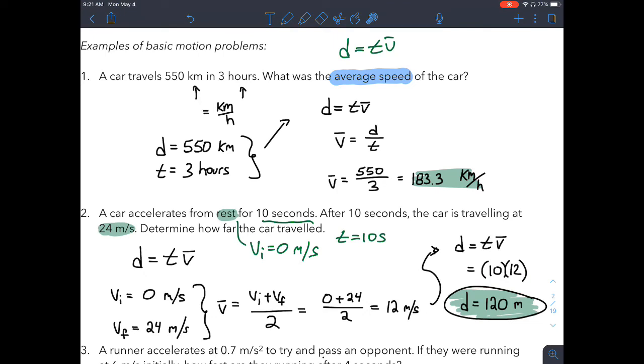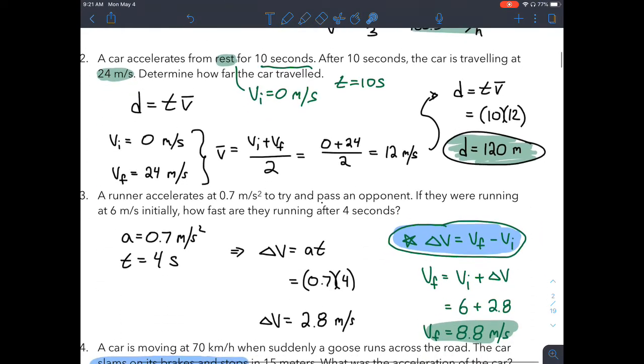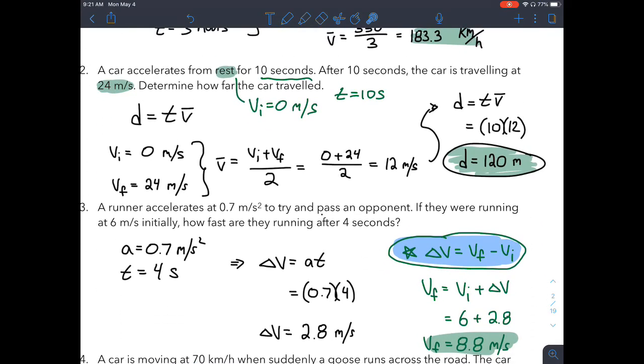Now, if we wanted to do an acceleration problem, we've got a runner accelerating at 0.7 meters per second squared. So there is our acceleration. And it wants to know how fast they're running after 4 seconds. So they're accelerating for 4 seconds, which means they're going to get a change in velocity. Their change in velocity is going to be 2.8 meters per second based on their acceleration for 4 seconds. If they start at 6 meters per second initially, well, that just means, all right, if we're changing our velocity by 2.8 meters per second, start at 6, add 2.8, we get 8.8 meters per second.